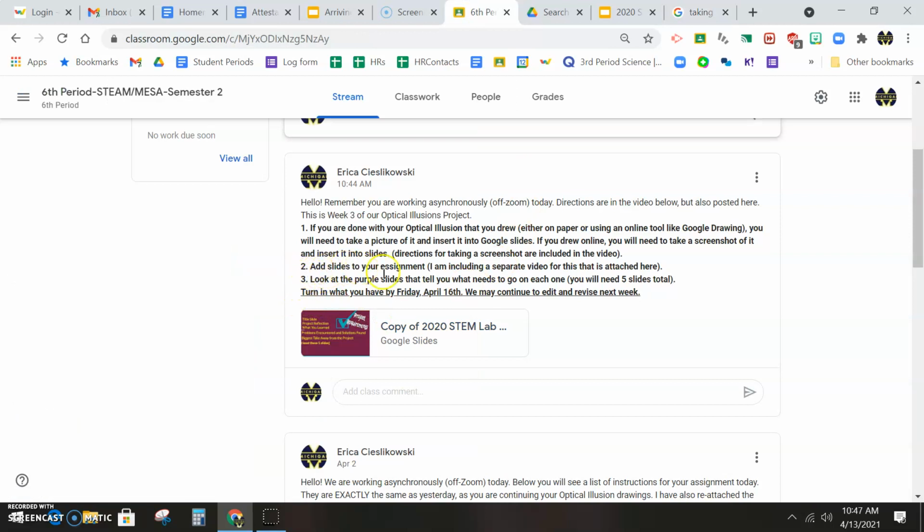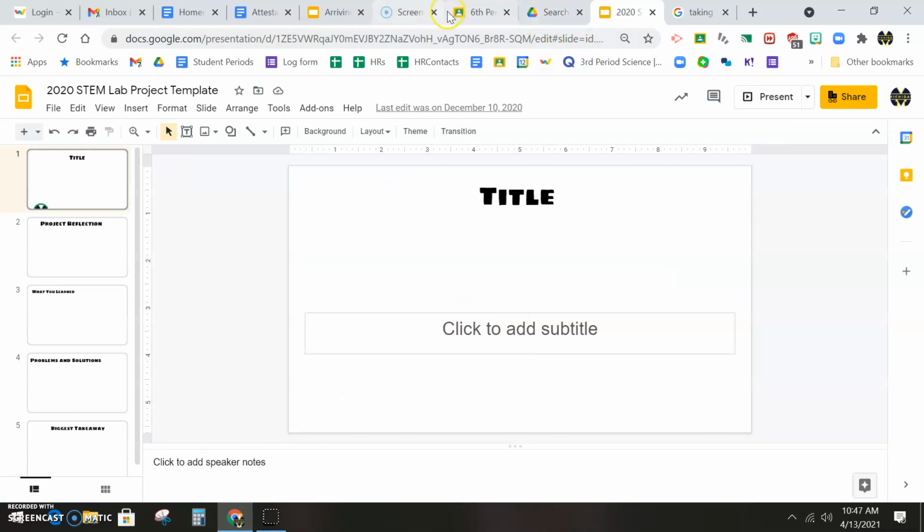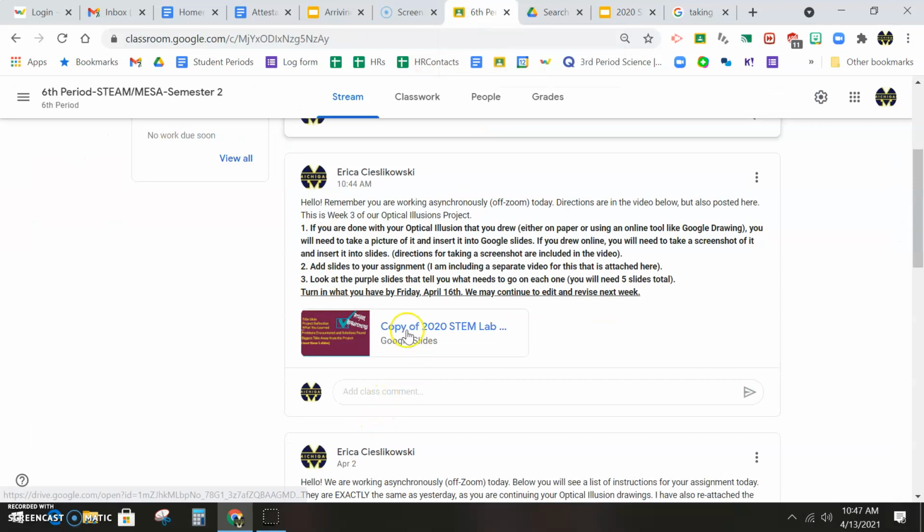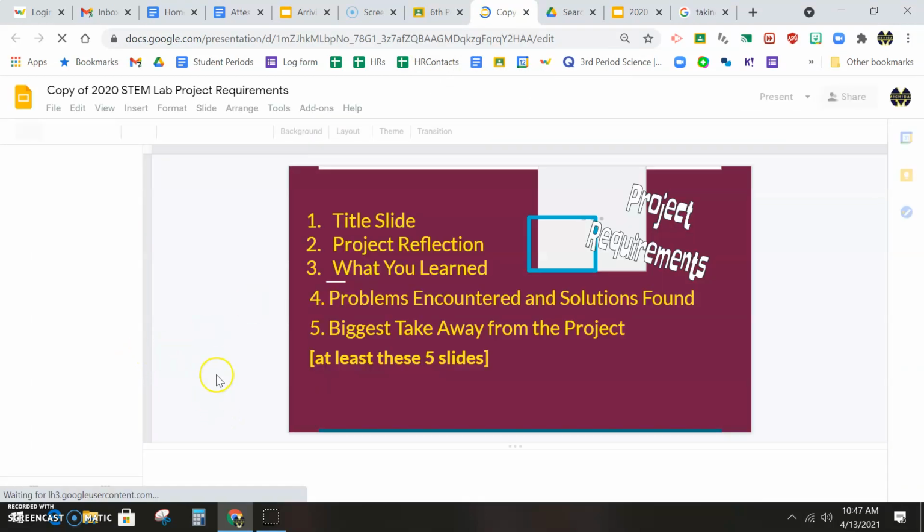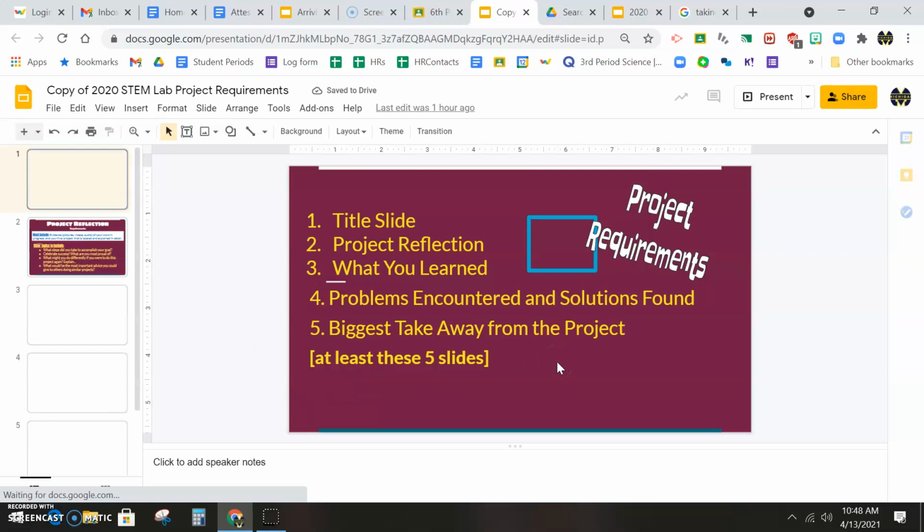You'll want to look at these purple slides right here. These tell you what needs to go on each of your slides. So you're going to be creating a title slide, so make sure it has the title of the project, Optical Illusions, with your first and last name. And then if you look through these purple slides, it tells you what needs to go on each of the 5 slides. So you need to include 5 slides.